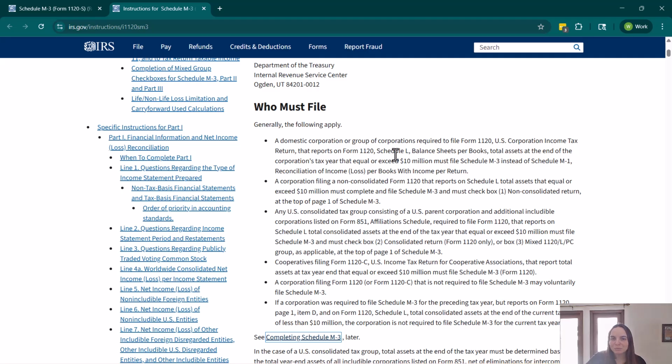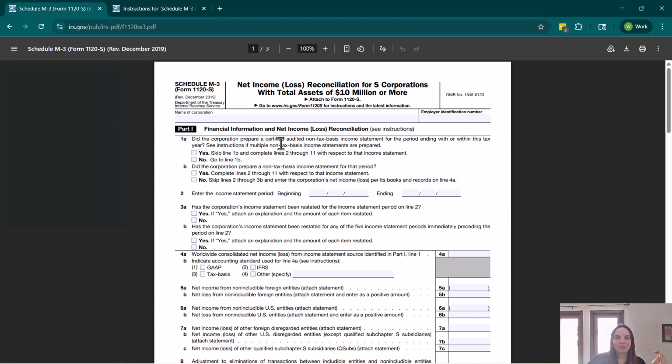So Schedule L right here, balance sheet per books: if total assets at the end of the year equal or exceed $10 million, you must file Schedule M-3 instead of Schedule M-1, okay? Schedule M-1, if you remember, was pretty short, right? Schedule M-3 is like a beefed up version of Schedule M-1. It is going to provide a lot more information.